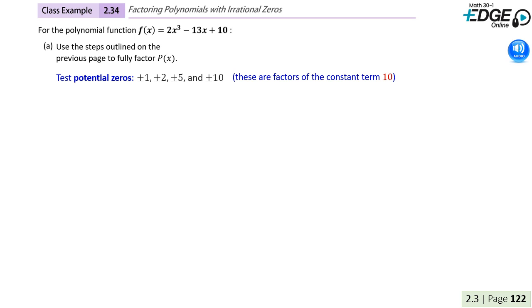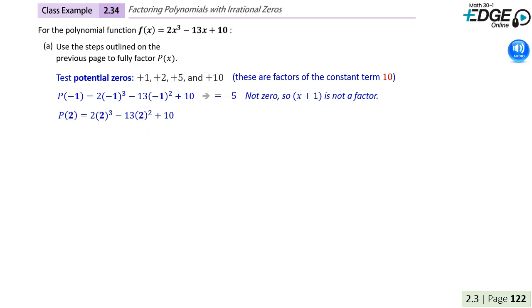So using our integral zero theorem, we determine that the factors of the constant term 10 are plus or minus 1, 2, 5, and 10. This means that our possible factors would be x minus 1, x plus 1, and so on. Now, here we've shown an example of us testing p of 1 and finding that its remainder is not 0. We'll repeat this for some other values. We finally find that p of 2 gives a remainder of 0, and this confirms that x minus 2 is a factor.